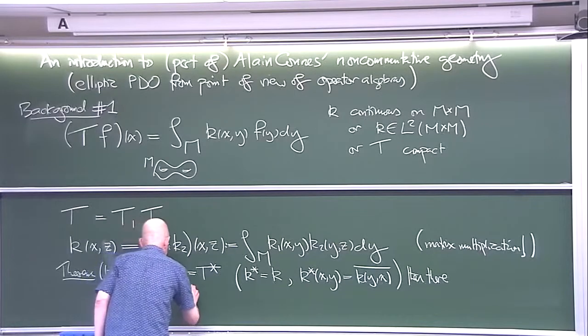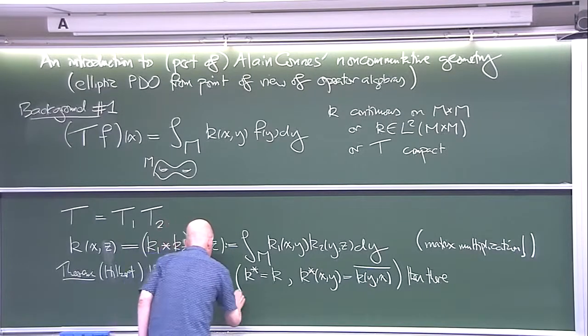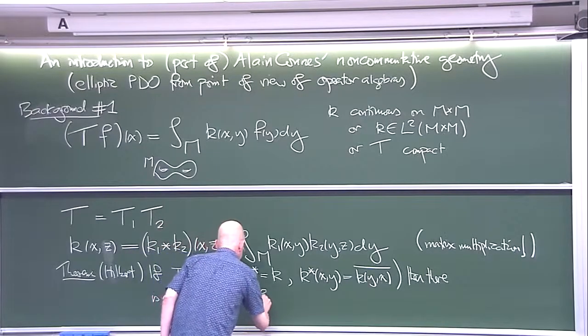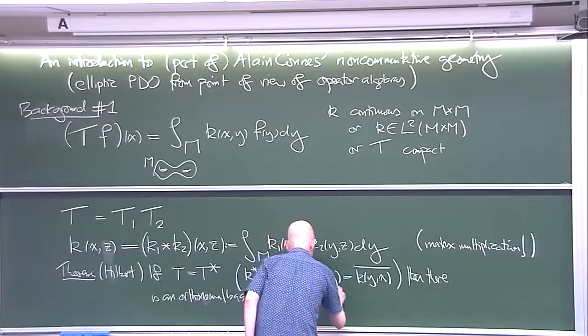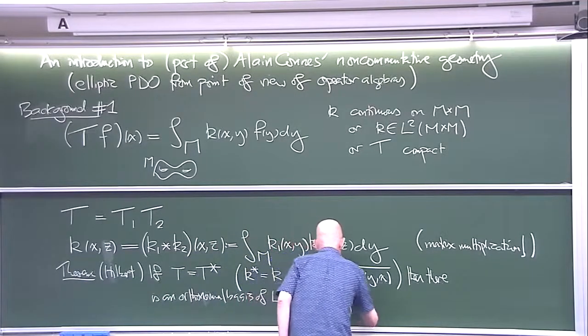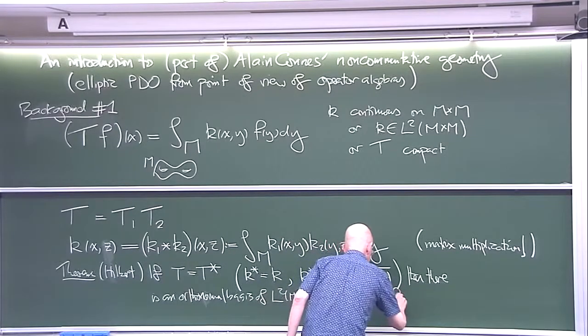Anyway, if you have a matrix like this, then there's some orthonormal basis of the Hilbert space, consisting of eigenvectors, just like there is in matrices, eigenvectors or eigenfunctions.